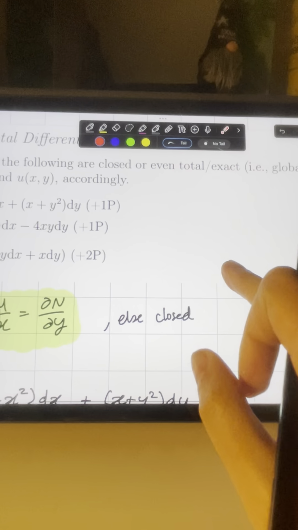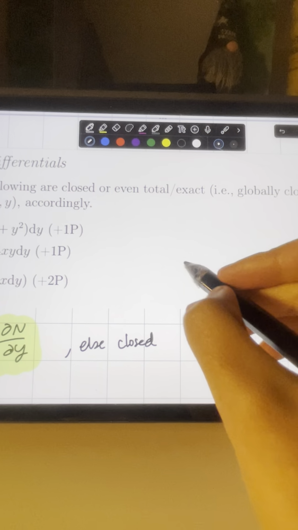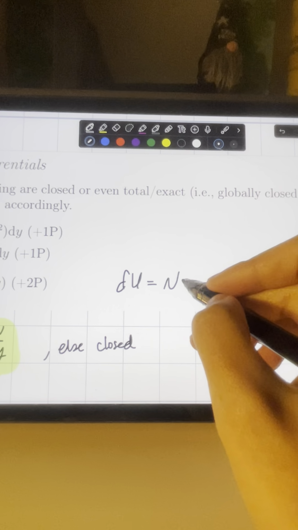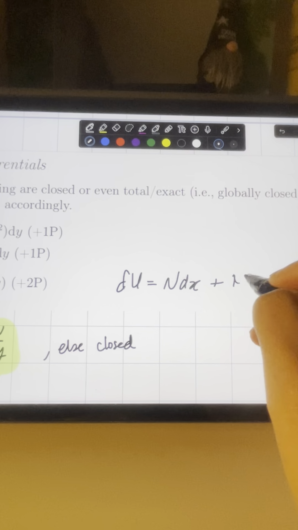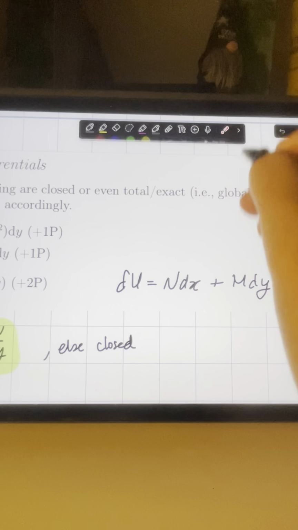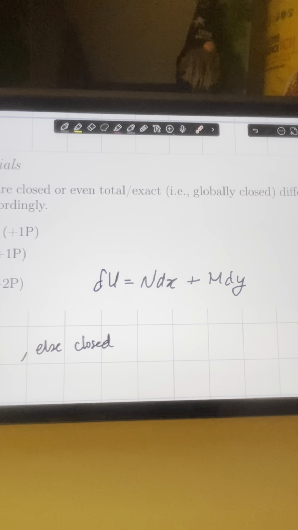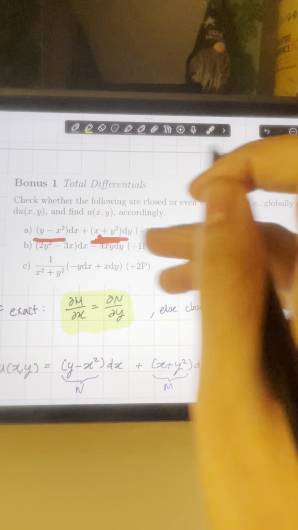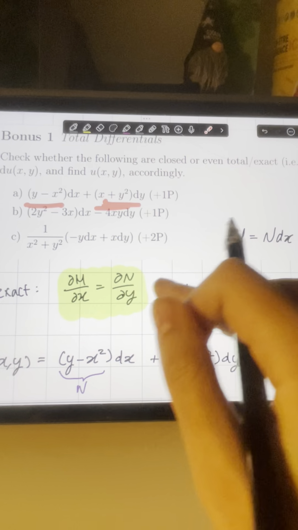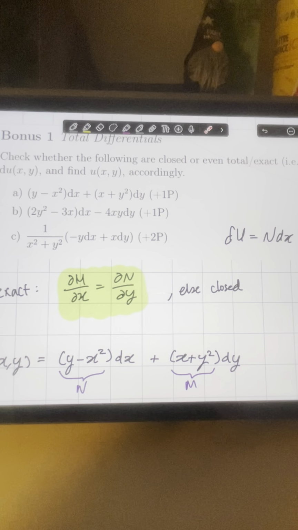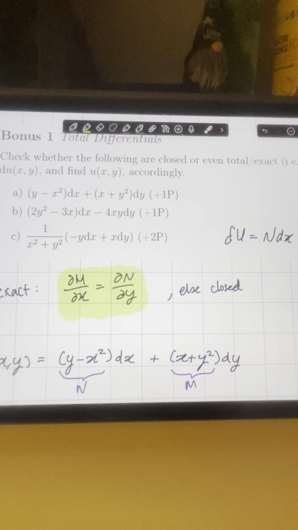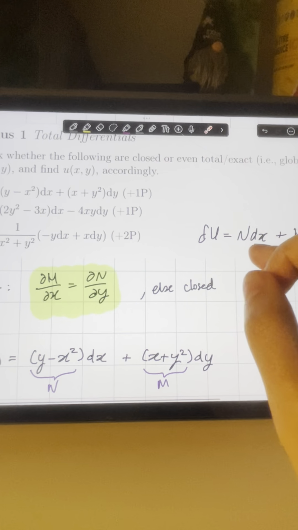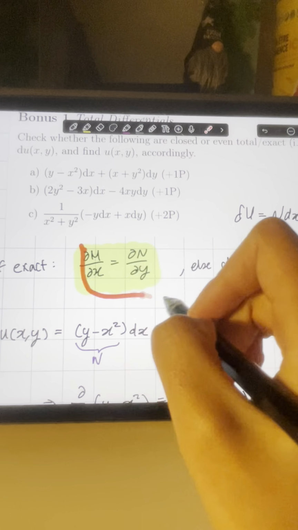Let me write it down. du takes the form n dx plus m dy. This is a first order total differential. As we can see here, this is the n and this is the m. Due to the fact that it's a well-behaved continuous function, and I'll go over more later, you just have to know that this works.